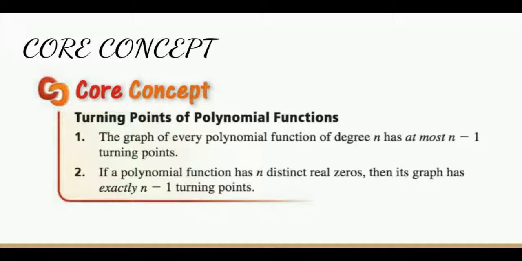So we have yet another core concept, which is turning points of polynomial functions. 1, the graph of every polynomial function of degree n has at most n minus 1 turning points. 2, if a polynomial function has n distinct real zeros, then its graph has exactly n minus 1 turning points.